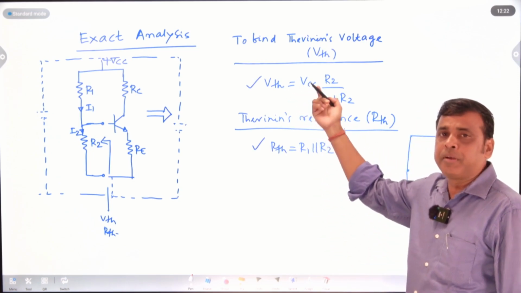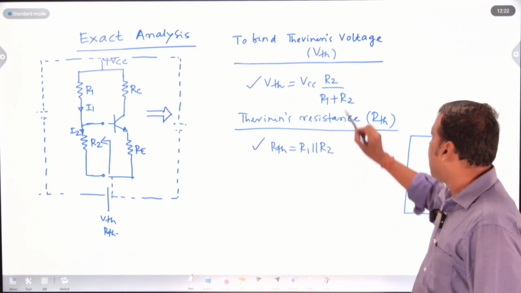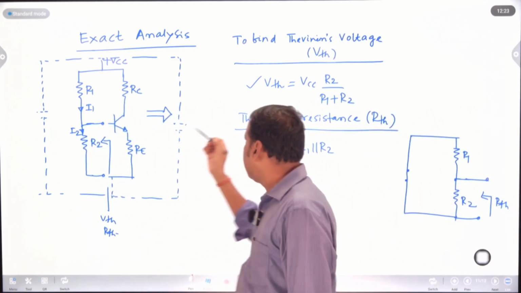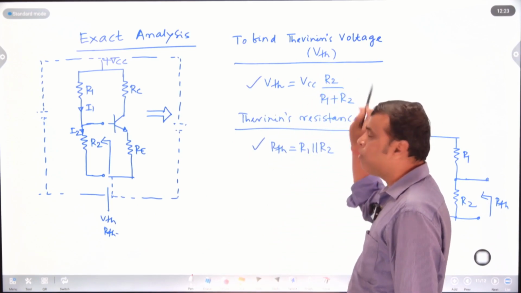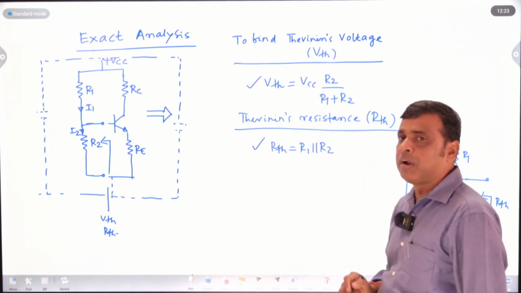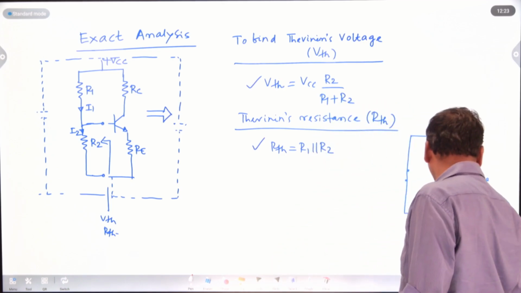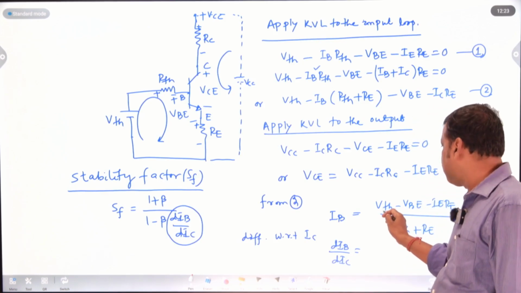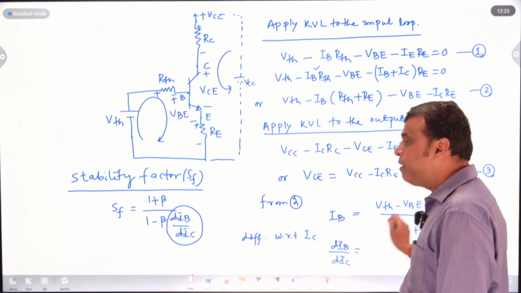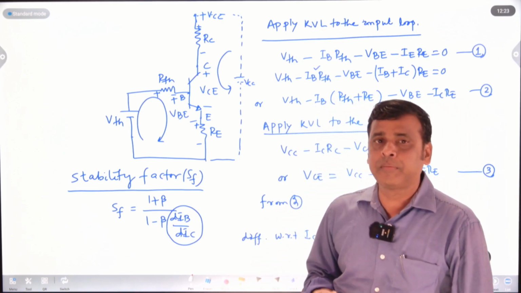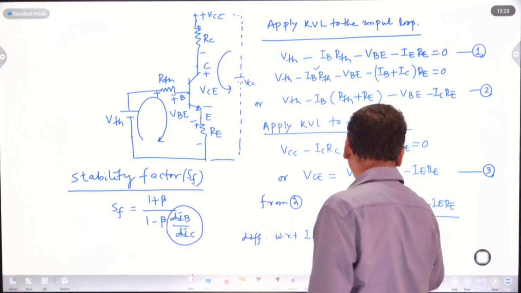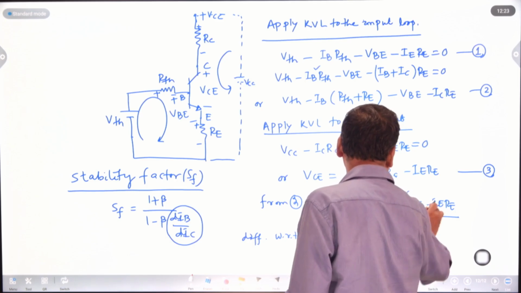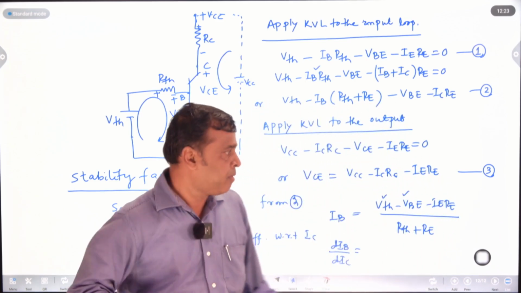VCC is a constant, maybe 10, maybe 20, whatever the value. R1 and R2 are also constants, because R1 may be 50 kilo ohm or 100 kilo ohm, so the total value is also a constant. If you differentiate a constant, the value will be 0. So VTH is a constant and its differentiation will be 0. VB is also constant, because it is 0.3 for germanium and 0.7 for silicon. So it is also constant. Another thing is minus IE RE here.